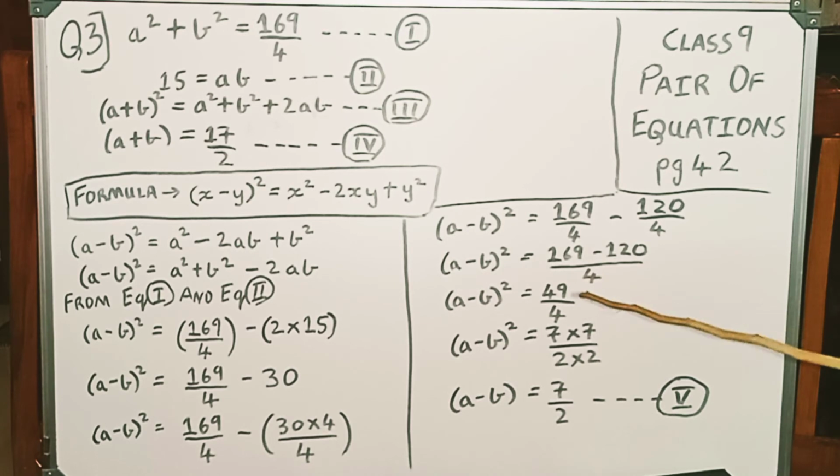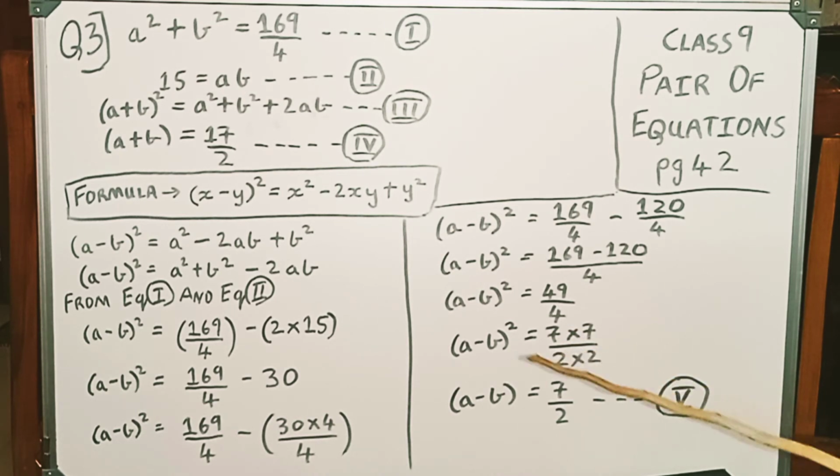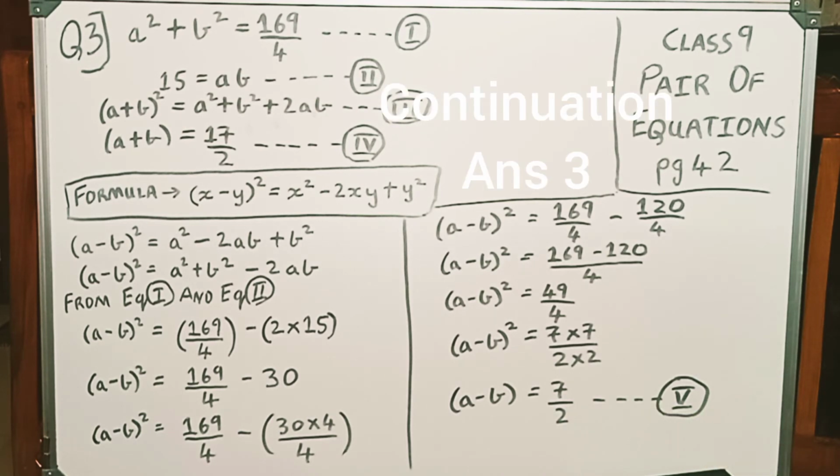So the denominator will be 4 common, and in the numerator you can see there is a minus sign. 169 minus 120 is 49, divided by 4. 49 can be written as 7 into 7, and 4 can be written as 2 into 2. So (a minus b) the whole square is equal to 7 square divided by 2 square. Removing the squares from both sides, we get a minus b is equal to 7 divided by 2. That is equation number 5.